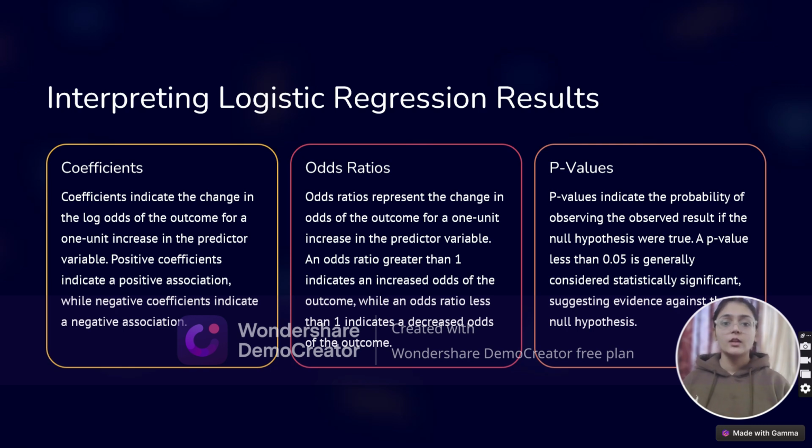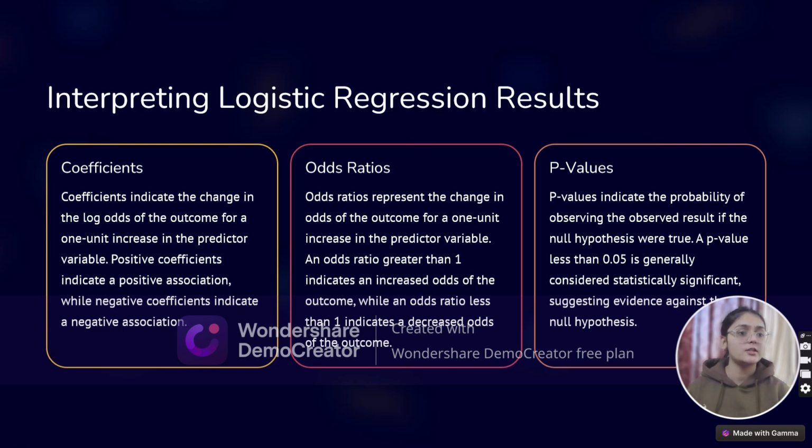ratios. Odds ratios represent the change in odds of the outcome for a 1 unit increase in the predictor variable. An odds ratio greater than 1 indicates increased odds of the outcome, while an odds ratio less than 1 indicates decreased odds of the outcome.